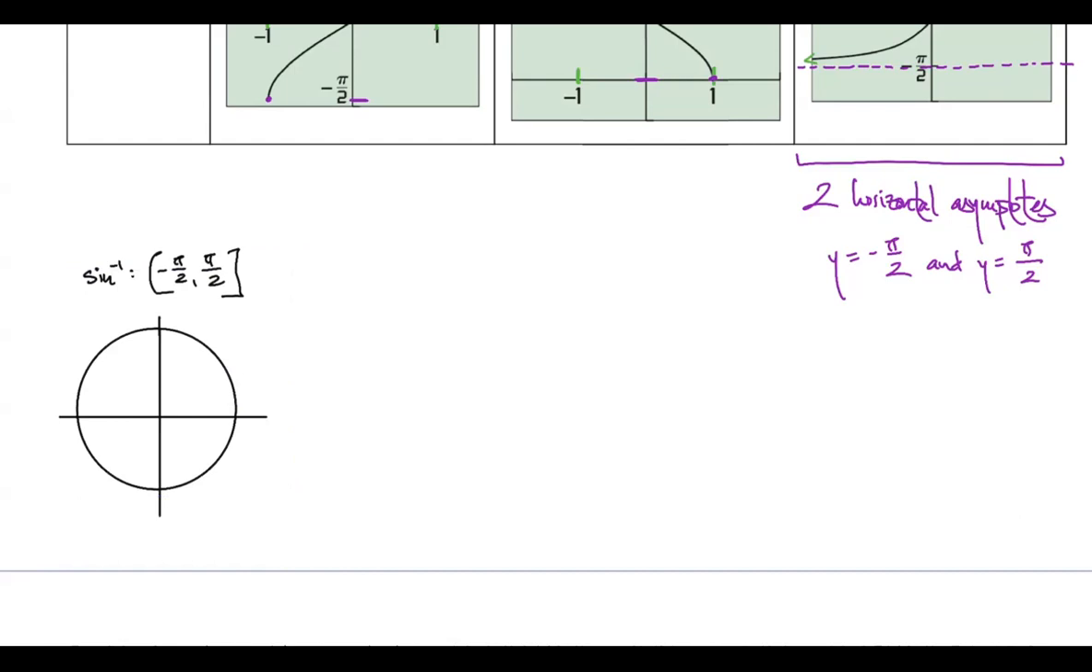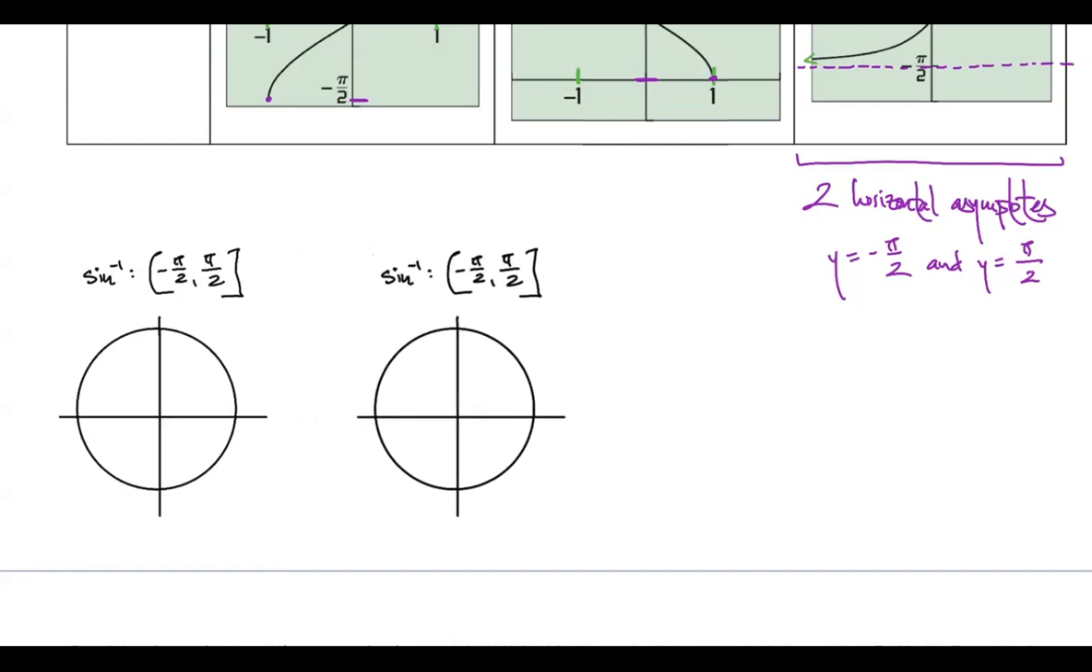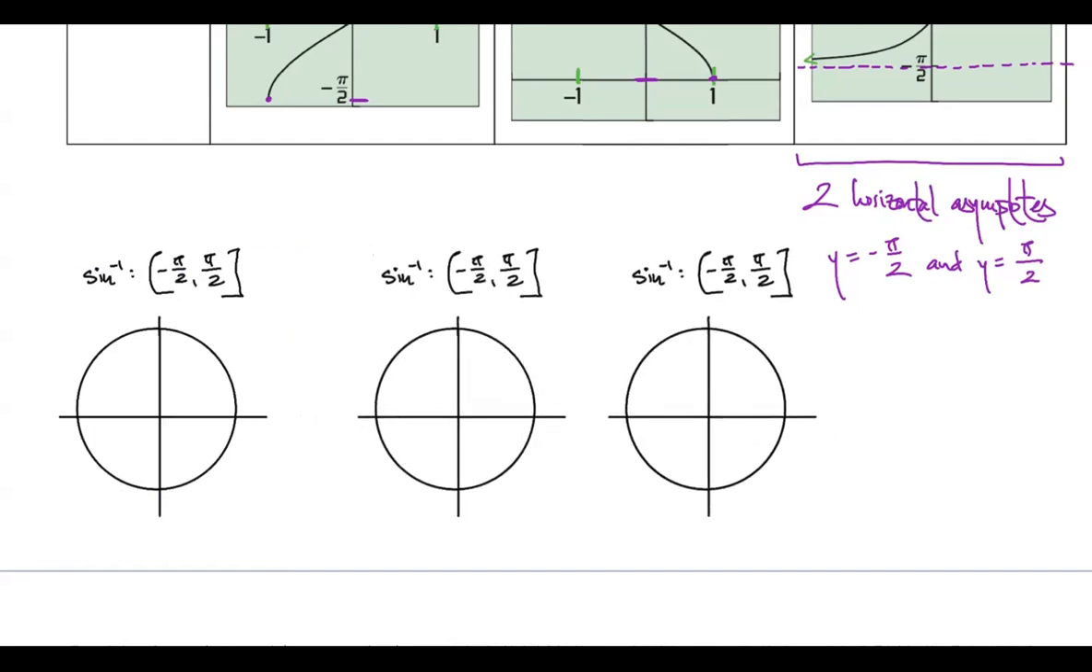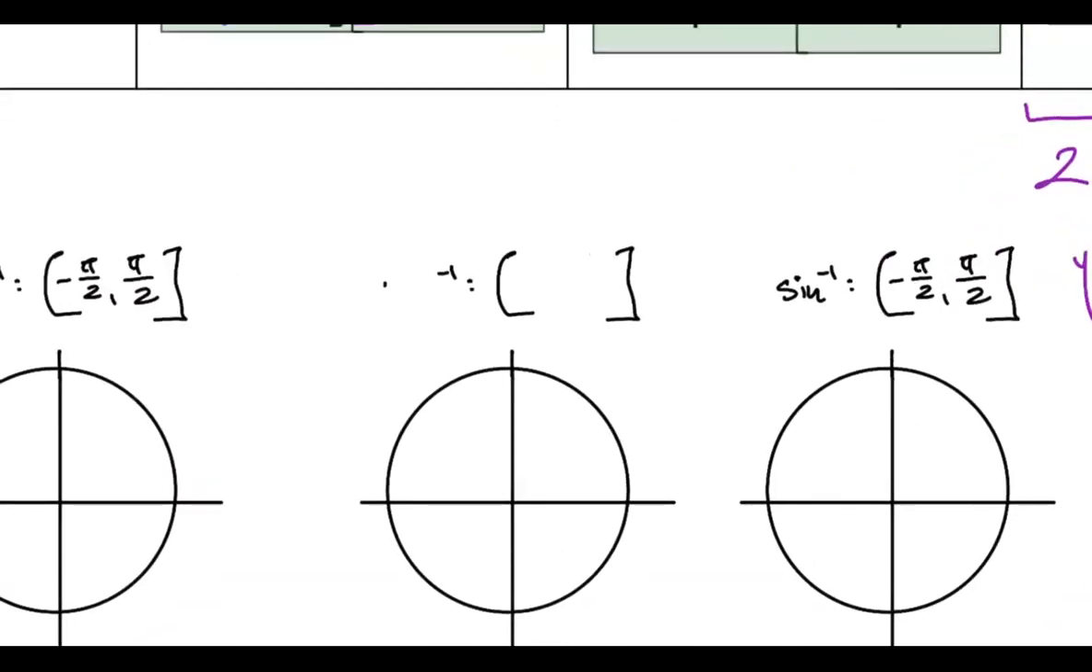There's a pi over 2 at like the right angle, 90. Yeah, I would agree with that. Okay, so let's start. I agree that pi over 2 is up here, but where is negative pi over 2? At 3 pi over 2.